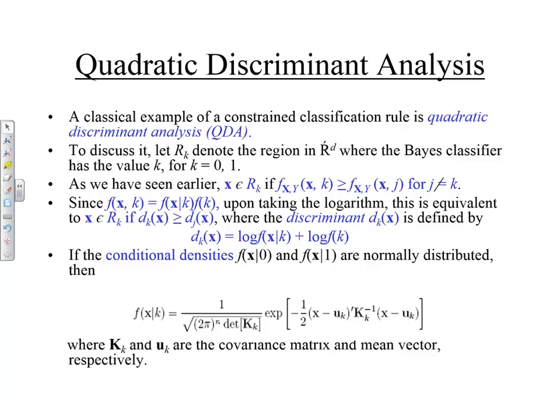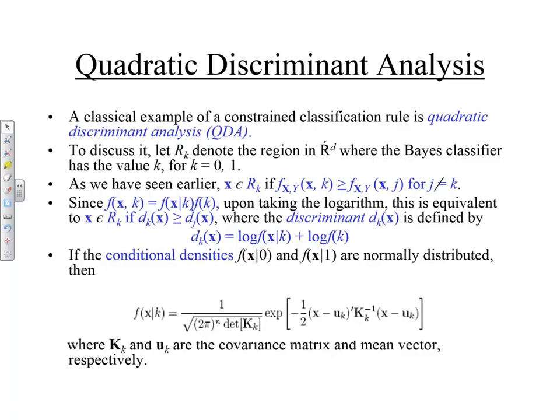So to discuss this, let R sub k denote the region in the feature space where the Bayes classifier has got the value k, for k equal to 0, 1. So we are assuming that there are two classes, class 0 and class 1, right? R0 is the region for which the Bayes classifier gives you the class label 0, and R1 is the region for which the Bayes classifier gives you class label 1, right?